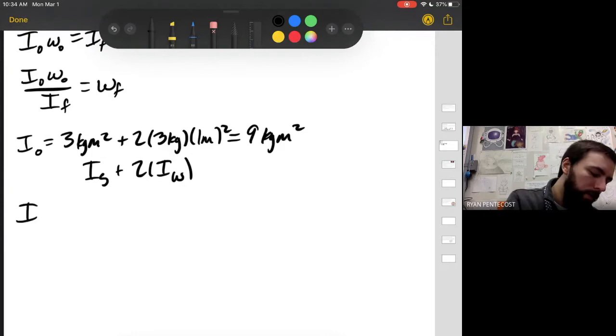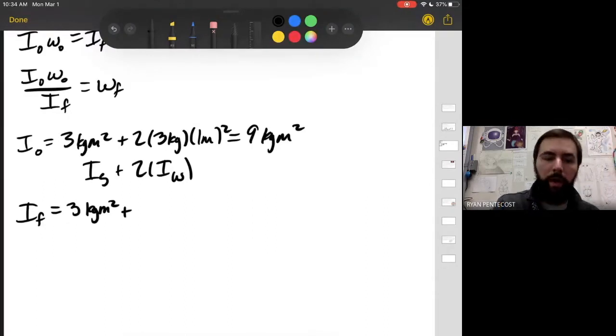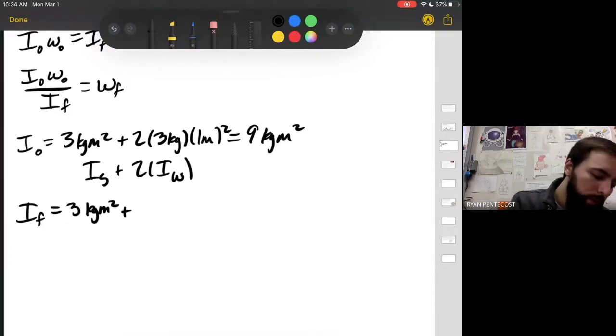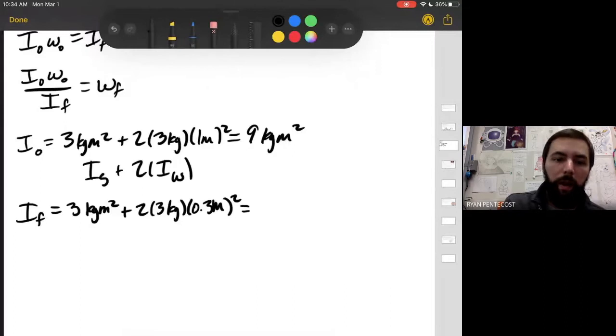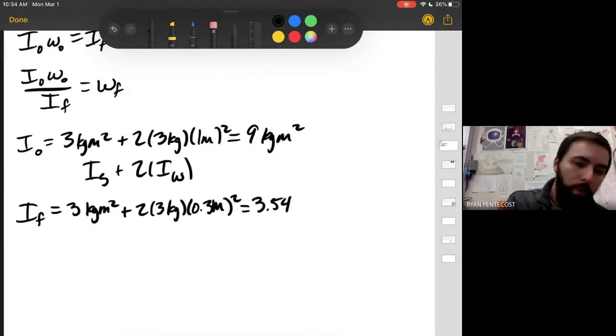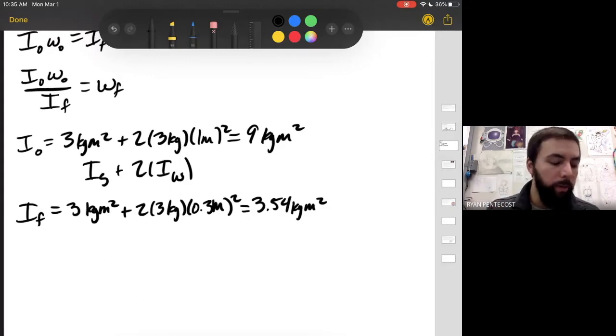Now we want the final moment of inertia. We have still 3 kilogram meters squared. The student and the stool haven't changed, but the radius for the weights is going to change. So we start with 2 times our 3 kilograms, but now the radius of 1 meter is changing. Now it's 0.3 meters, and that is squared. Now that is going to give us a moment of inertia of 3.54 kilogram meters squared.